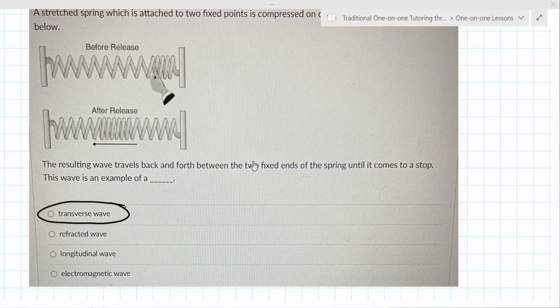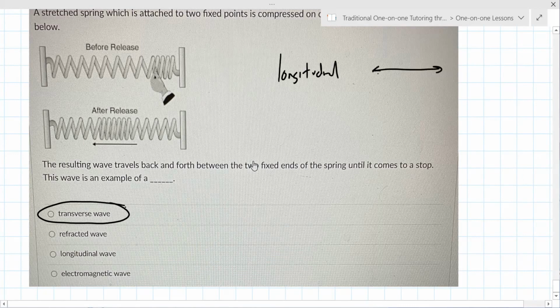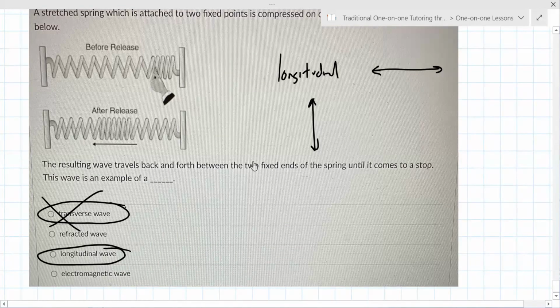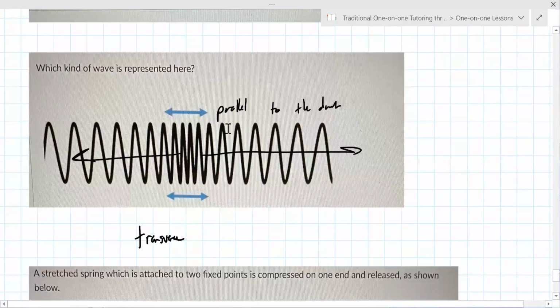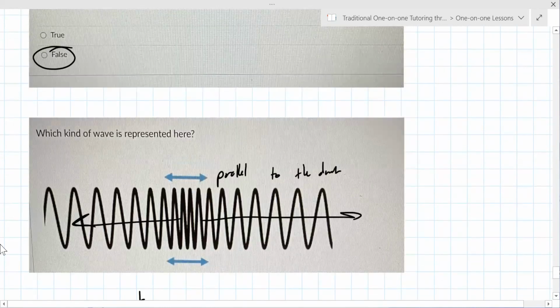I feel like I might have just got this wrong. No, I'm so sorry. I mixed these up. So longitudinal, this is so bad. So longitudinal is when it's going back and forth. So this one is actually longitudinal. Transverse is when it's going counter to the direction. So that changes the previous one as well. This previous one is longitudinal. Okay. And glad I caught that.